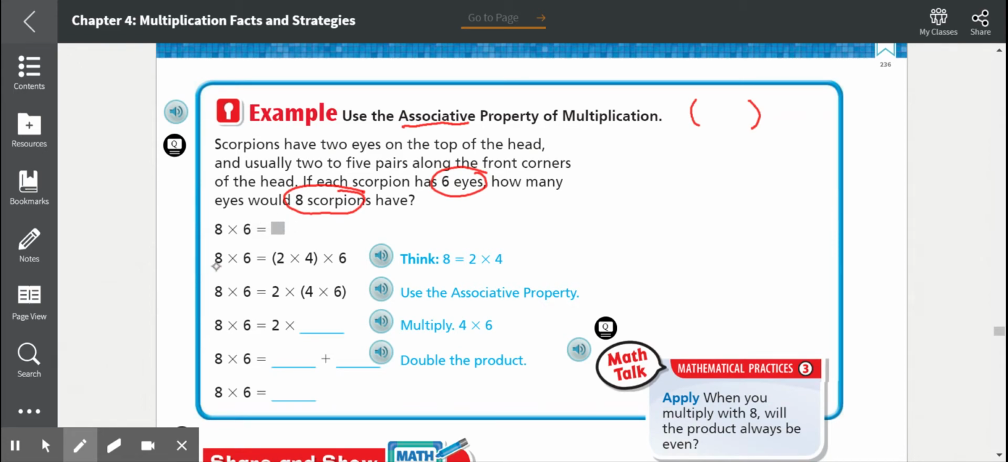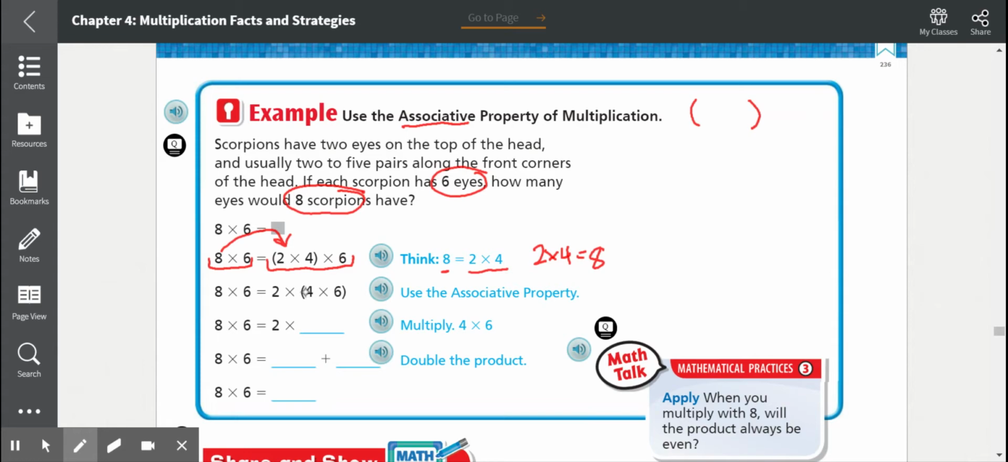So think of 8 times 6. We can think of 8 as also 2 times 4 because 2 times 4 equals 8. So 8 times 6 would equal 2 times 4 times 6. Remember, the 8 is getting broken apart into the 2 times 4. So 8 times 6 is the same thing as 2 times 4 times 6. Well, we could use the associative property. See how they switch the groupings?